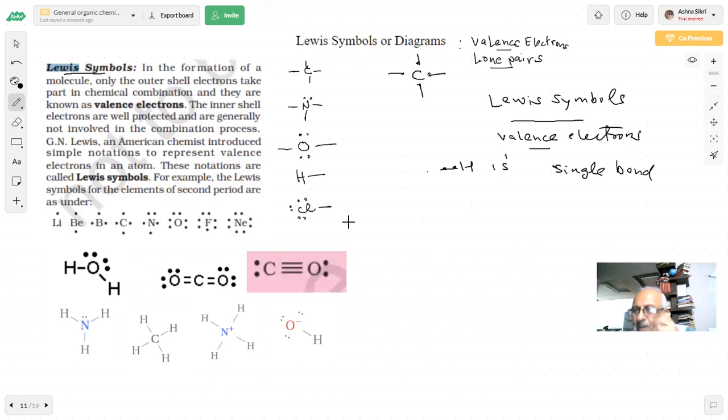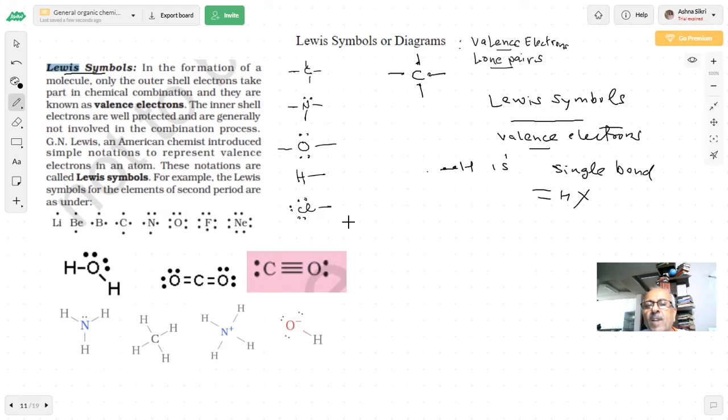So when I show organic compounds, students, the maximum will be 4 for carbon. Hydrogen has only one single bond. You will never see a double bond. Have you ever seen that? No, not possible. Why? That's why I am talking of the Lewis symbols. The inner shells are well protected and are not involved in the combination process. The outermost valence electrons take part in chemical bonding. We know that. So Lewis introduced a simple notation to represent valence electrons, which is called the Lewis symbol.